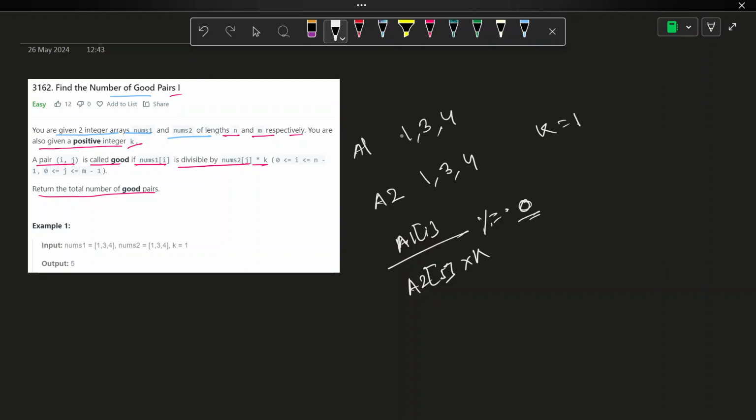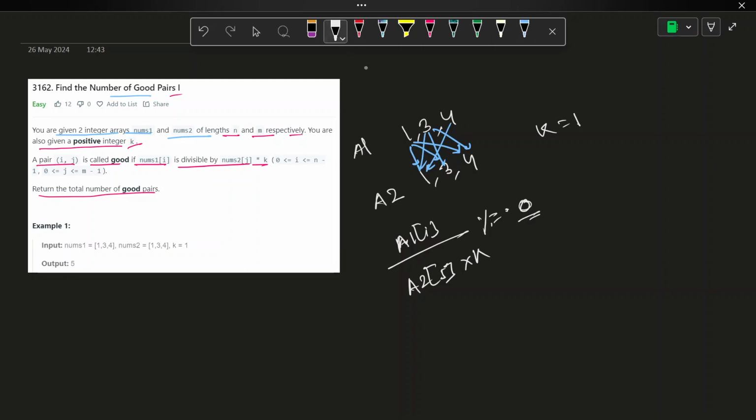So I will check every pair. First I will check 1 with 1, then 1 with 3, then 1 with 4, then 3 with 1 again, then 3 with 3, then 3 with 4, then 4 with 1, 4 with 3 and 4 with 4. So I will check every pair (i, j).